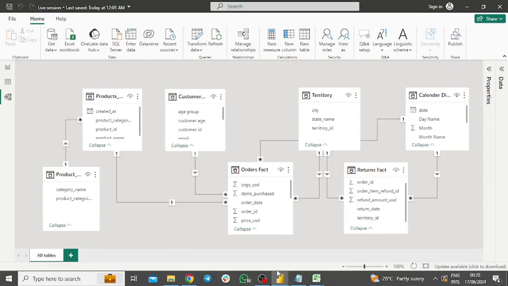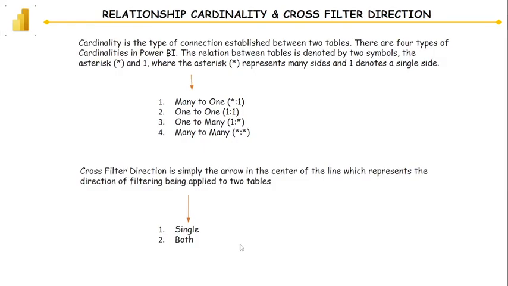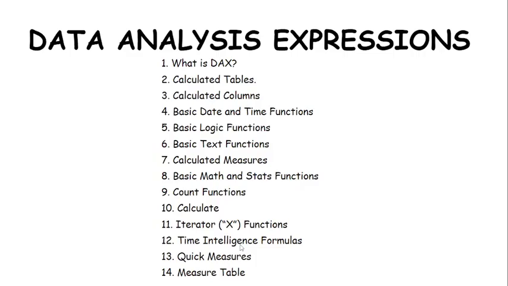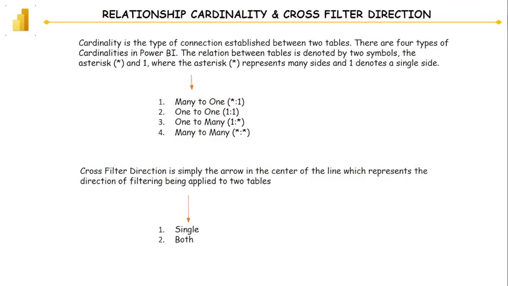So let's go back to our PPT. The next thing is cross filter direction. Cross filter direction is simply the arrow in the center of the line which represents the direction of filtering being applied to two tables.